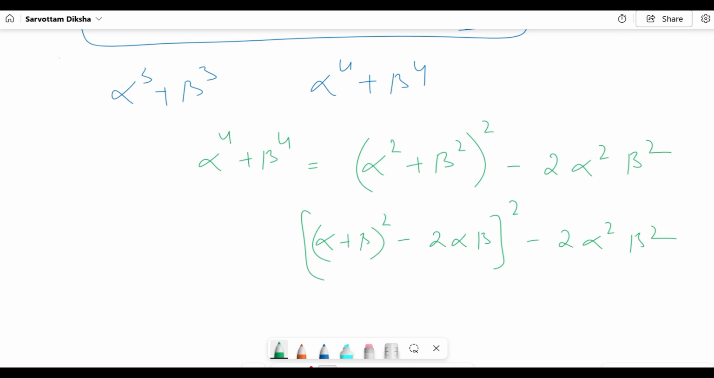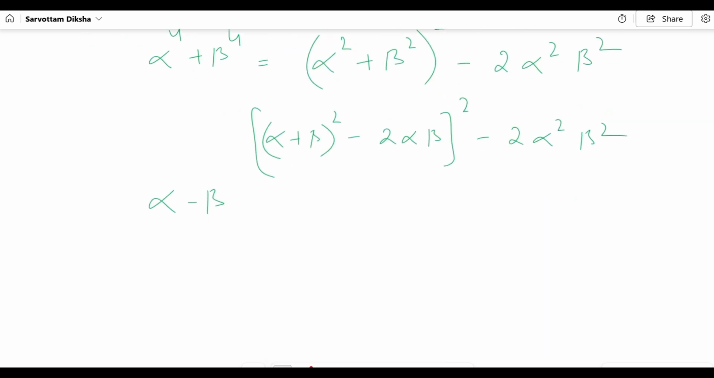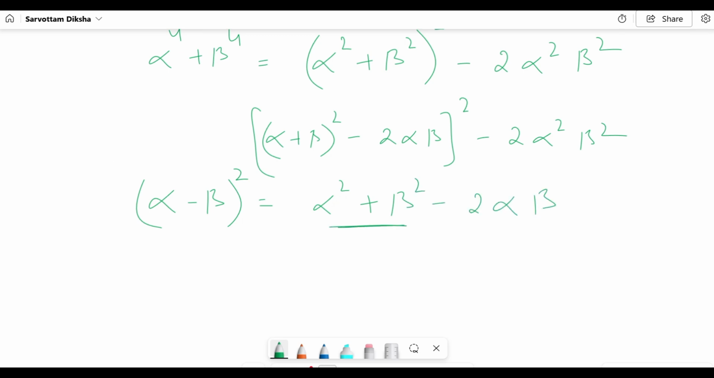How to find alpha minus beta? This also we will be doing by identity. Which identity? Alpha minus beta whole square is alpha square plus beta square minus 2 alpha beta. I know how to find alpha square, beta square. I know how to find alpha beta. I will substitute the values and I will take the square root of my RHS. So these are the most important things in the chapter which we should revise.